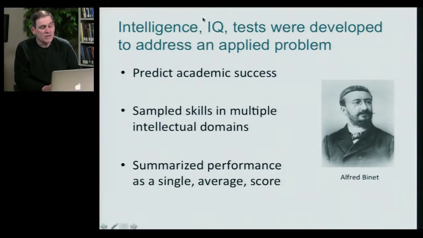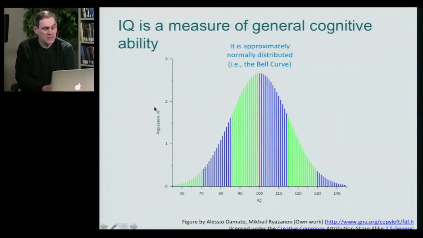The term IQ, or intelligence quotient, was actually not introduced by Binet. It was something that was introduced by a German psychologist about 10 years after Binet. But these tests are now typically scored on an IQ scale. So an IQ is a measure of general cognitive ability, actually a fairly good measure of general cognitive ability.